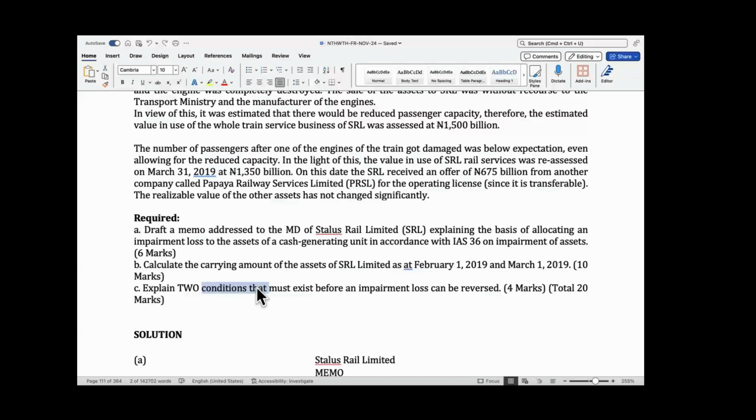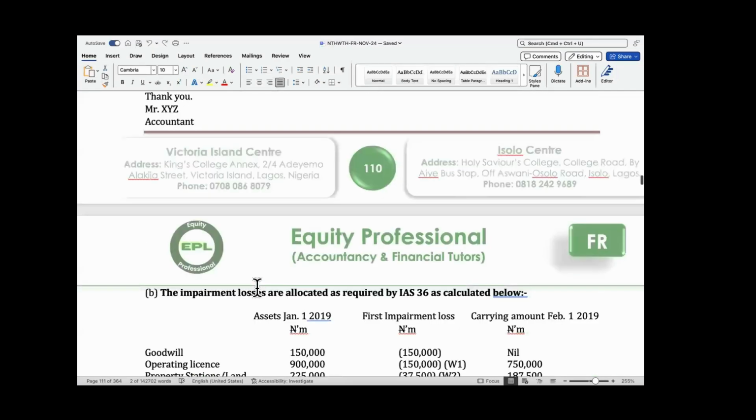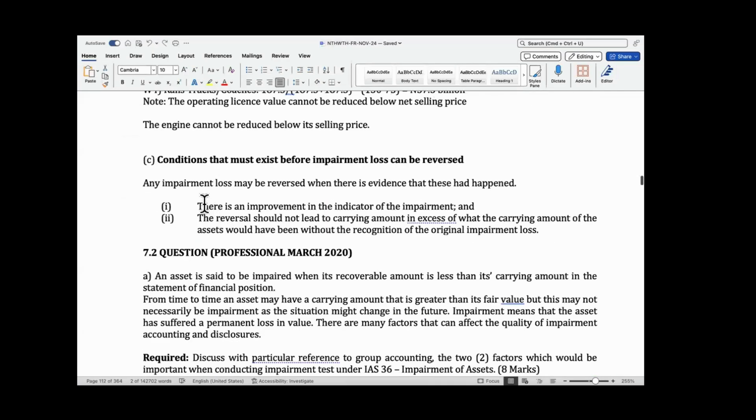I explained that to you. Before you can reverse, you must ensure that the new value is not now higher than the original value of the asset before the impairment. You must restrict it to the original value, ensuring that it's not beyond that. And that's the solution I have here for you.